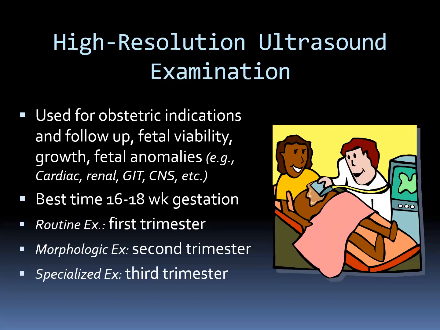The best time for it is 16 to 18 weeks of gestation, and it gives us a lot, as we say, in the routine examinations in the first trimester, and the morphological abnormalities will be apparent in the second trimester, and then we have a specialized one in the third trimester, especially with major congenital disease.